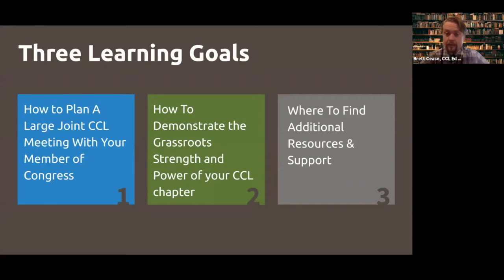And then really the goal or the demonstration of this is to highlight your chapter's grassroots strength and the power of your CCL chapter, and really being able to flex that grassroots lobbying effort, to show how many people you can bring to the table, whether it's 5, whether it's 50, whether it's 500, to really show up and be there and demonstrate the importance of this issue for your member of Congress taking further action on climate change and enacting solutions.